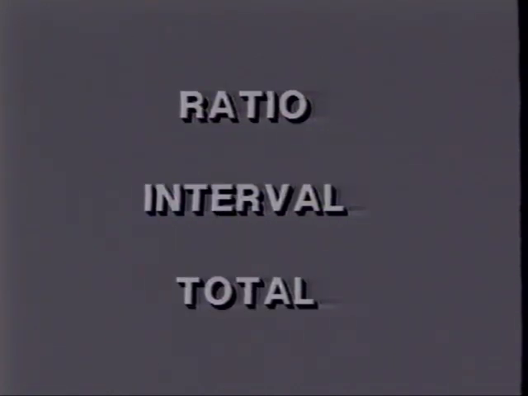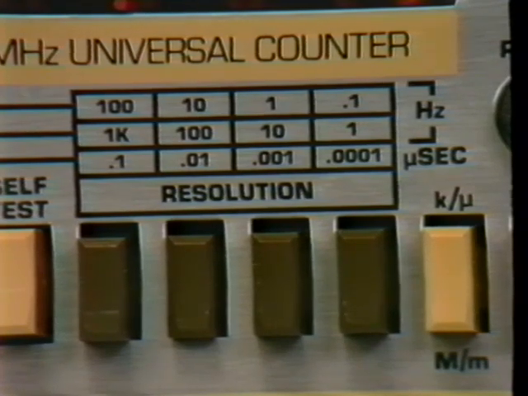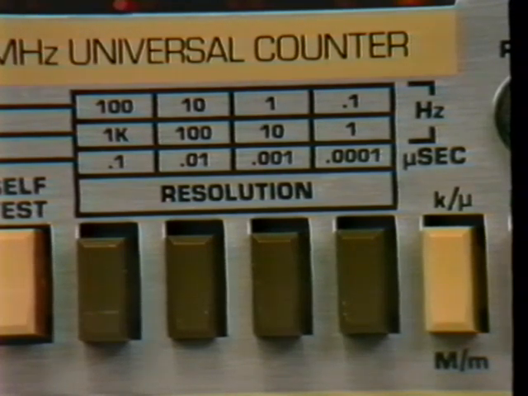The counter also has settings for ratio, interval, and total. Ratio divides the frequency on channel A by that on channel B and provides the results. Interval displays the time elapsed between the pulse on channel A and that on channel B. Total counts and displays the total number of pulses that occur on channel A. The final set of controls sets the resolution of the display, or where the decimal point appears. This only affects the number of places displayed, not the accuracy or range of the counter.